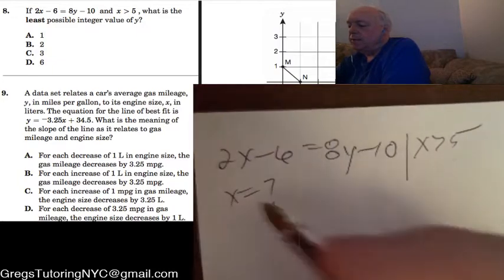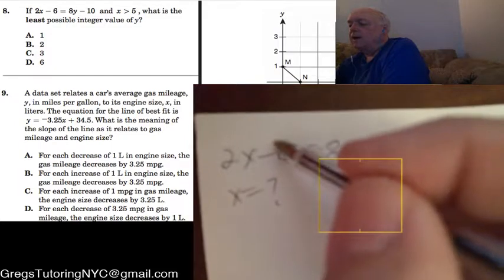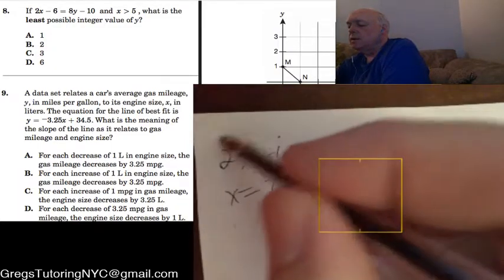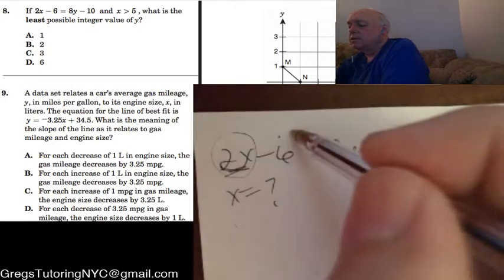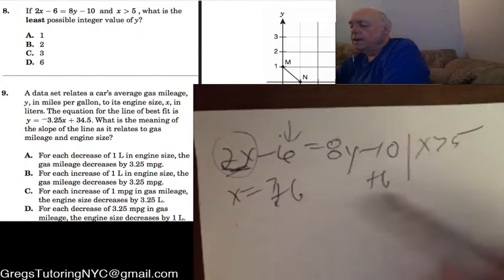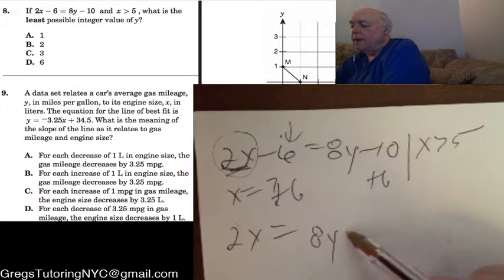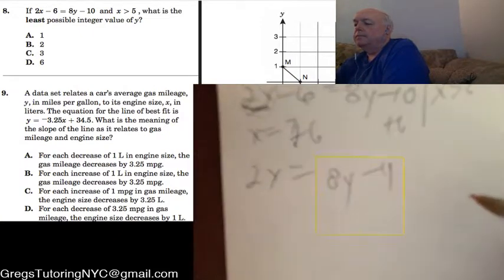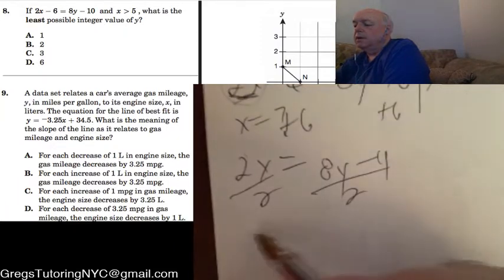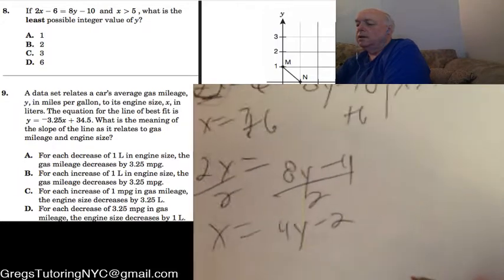So let's solve for x. We have to get x by itself, so we're going to get rid of unlike terms. This is the x term over here, and this is just a constant. So we're going to add 6 to both sides, and we get 2x equals 8y minus 4. At this point, we can divide both sides by 2, and we get x equals 4y minus 2. Okay, so we have that.